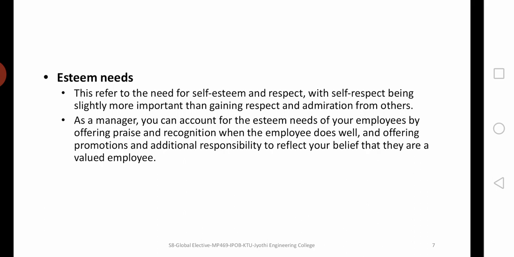They won't respect themselves. So as a manager, you can account for the esteem needs of your employees by offering praise and recognition when the employee does well, and offering promotions and additional responsibility to reflect your belief that they are your valued employee.